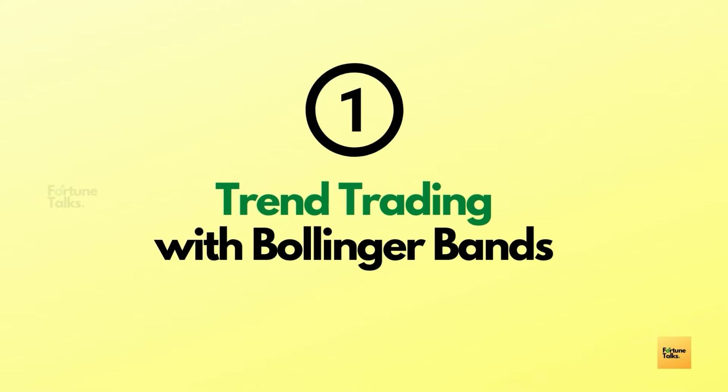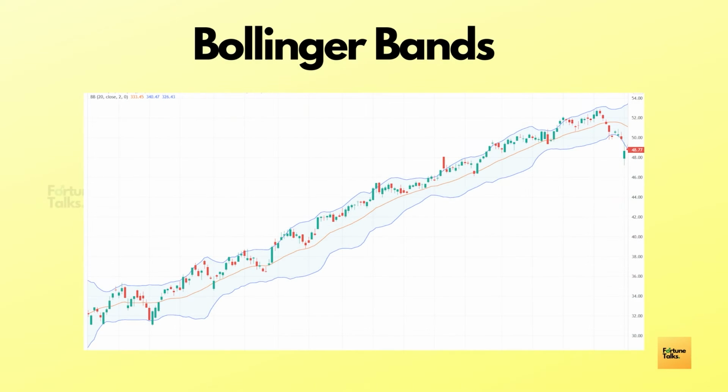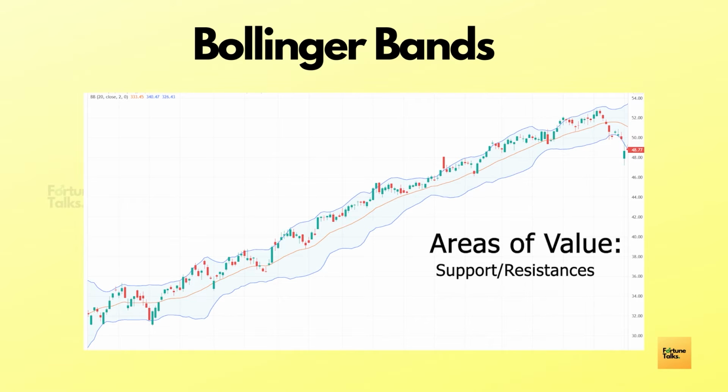The first method or strategy that we will be discussing is trading the trend with Bollinger Bands. As traders, we always look to take winning trades, right? And that is why we focus more on areas of value. By areas of value, what I mean is that these are areas where some price action is expected. The areas of value can be anything from supports, resistance, dynamic zones, trend lines, and even moving averages.